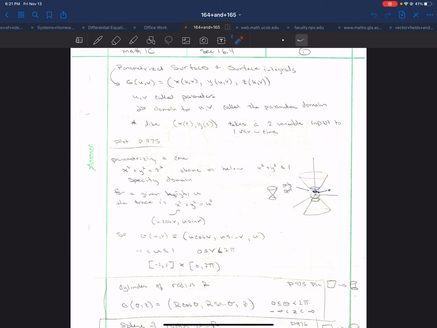And then because we're going to go all the way around the circle, and my v is playing the role of theta, then I'm going to let v run from 0 to 2 pi.